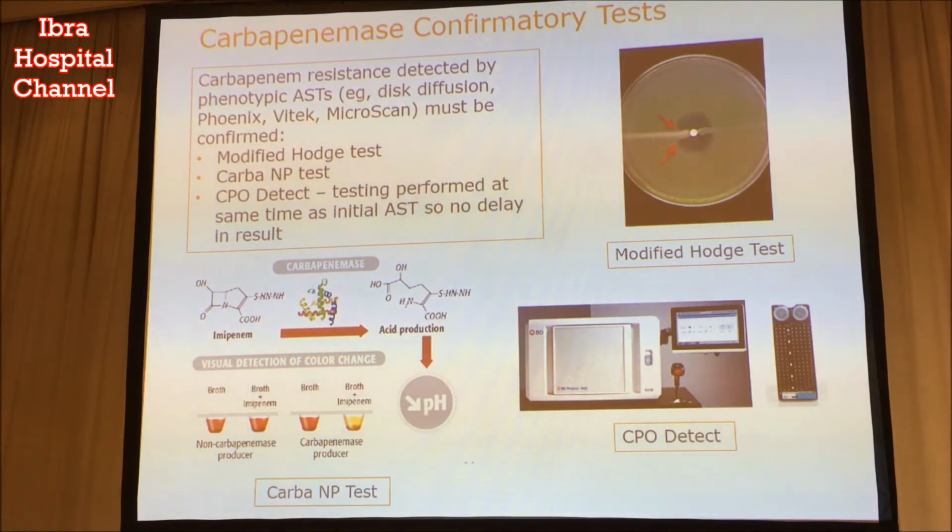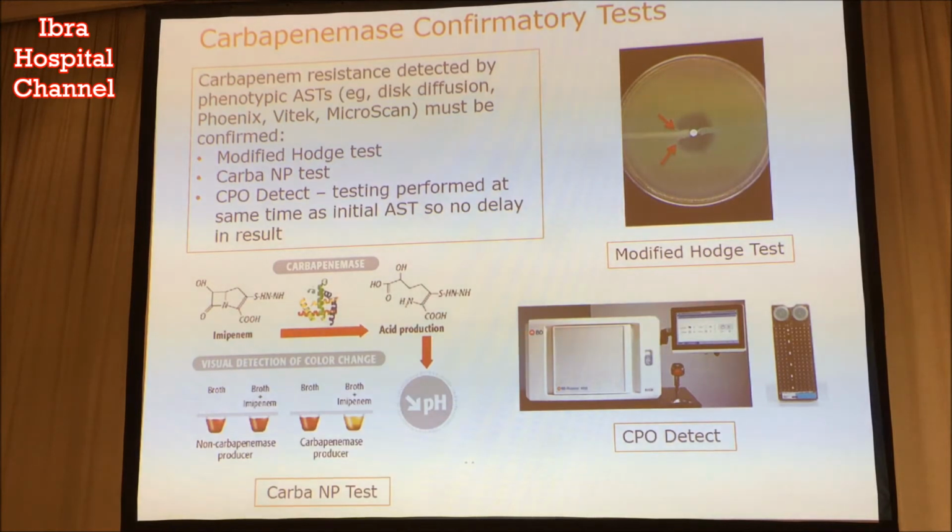Another test is the CarbaNP, which is the bottom left-hand side, and it's a test that's very simple in concept. You take an antibiotic like imipenem, you expose it to an organism that is producing a carbapenemase, the enzyme hydrolyzes the imipenem molecule, producing an acid byproduct, and that's then detected by a change in pH or a change in color with a pH indicator in a broth suspension. Again, if the organism produces a low concentration of carbapenemase, that color change is very difficult to detect, and again, not considered very reliable.